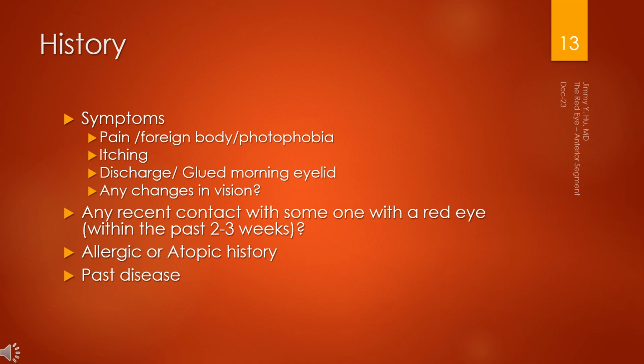So when you're evaluating a patient with a red eye, it's important to ask about their history. How long has it been going on for? Do they have any pain, itching, discharge, changes in their vision, any sick contacts, any other associated symptoms that they've noticed? Do they have any history of allergy or atopy? And by atopy, I mean things like asthma, eczema, autoimmune issues. Ask about past disease, things like herpetic infections or a history of shingles.